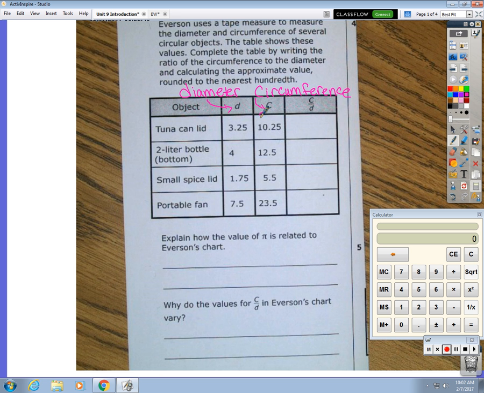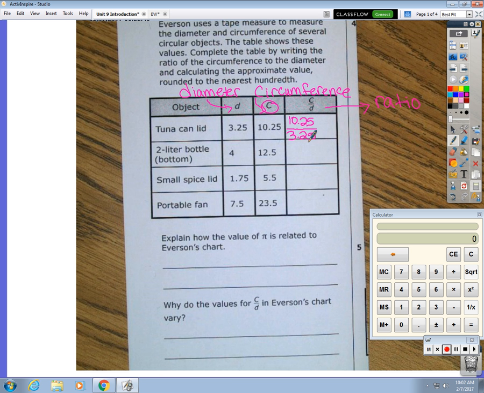And then it says, complete the table by writing the ratio of the circumference to the diameter. So this right here is the ratio. Circumference to diameter, which also means that we can divide the circumference by the diameter. Circumference divided by diameter. Okay? So on all of these, we're going to do circumference, which is our C. So we're going to have 10.25 over 3.25. Our diameter is 3.25. Really all you're doing is dividing.